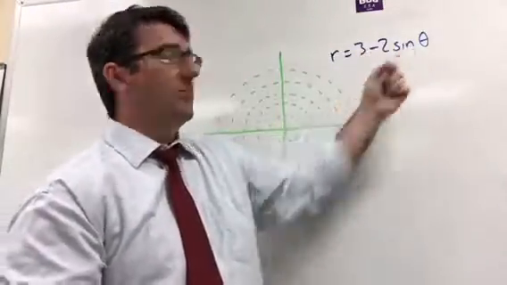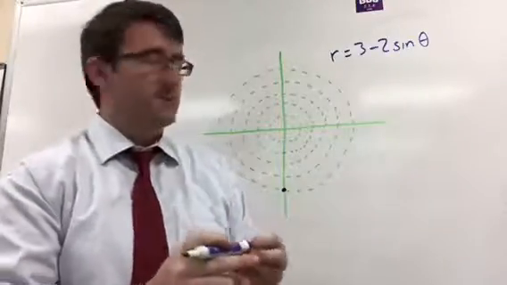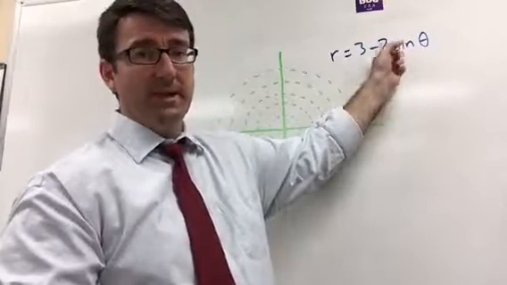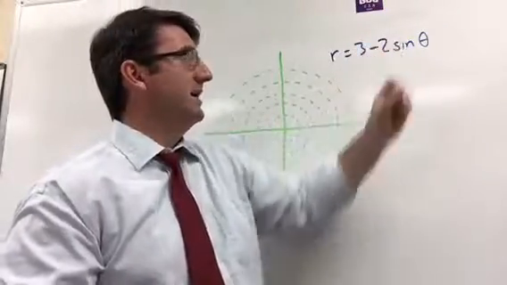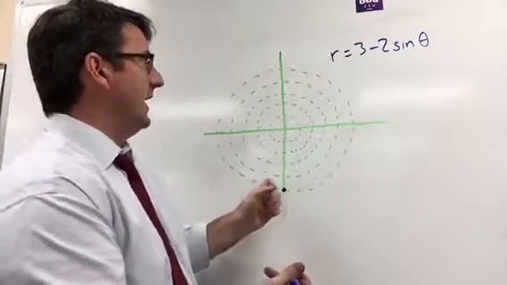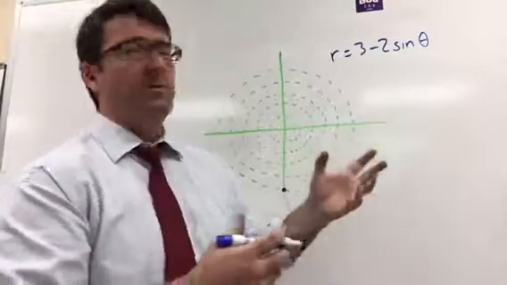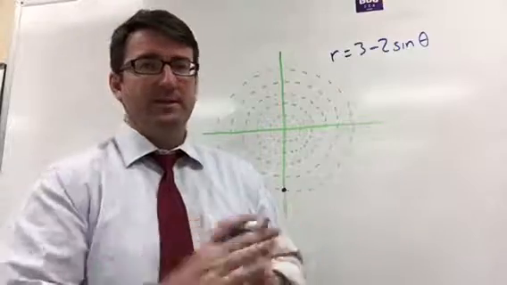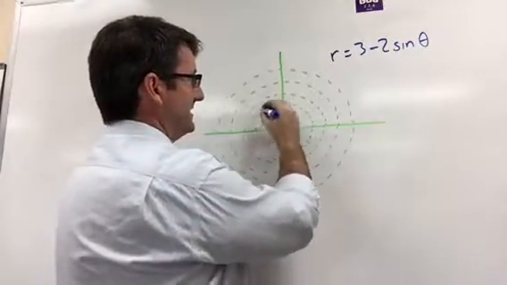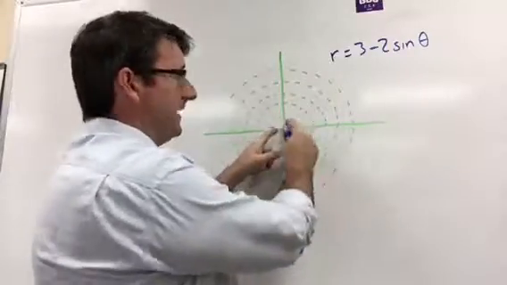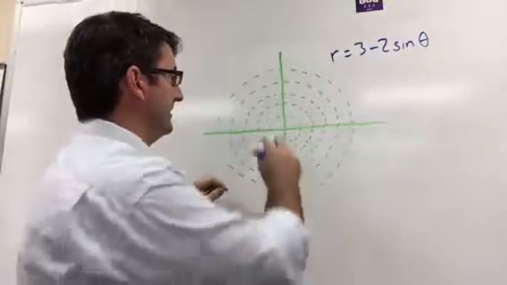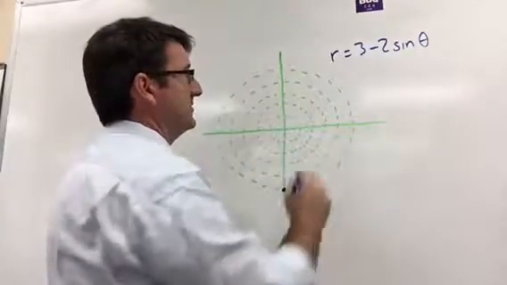Next, we're going to look at what kind of shape this is going to give us. And here, a is greater than b. This first number here is greater than the number that we're multiplying by sine. So it's going to be what we call a dimpled limaçon. Which means it's going to come up here like it's going around in a circle, and then it's going to cut back, but it's not going to cut all the way back down to the center point here. It's going to come up short.